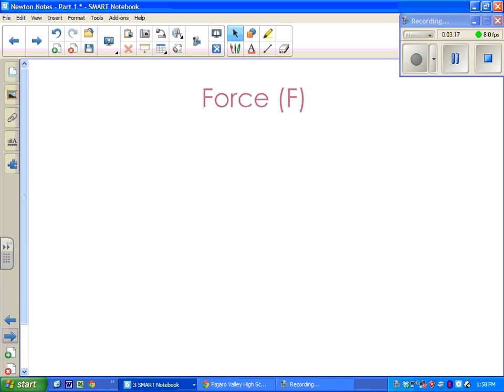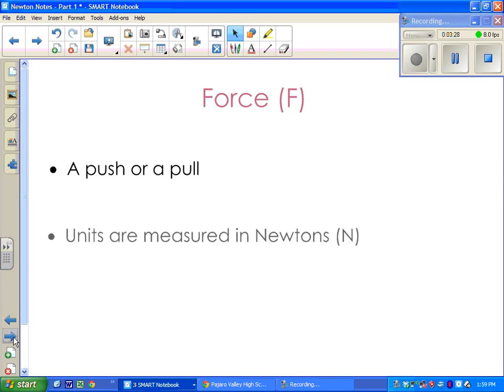The next point was force. And a force is simply a push or a pull. And a push is exactly the same as a pull. It's just from a different direction. The units are measured in newtons. So we're going to be using newtons for forces. There's another unit which we can use, and that is kilogram meters per second squared. So we'll sometimes use that instead of newtons when really they are the same thing.